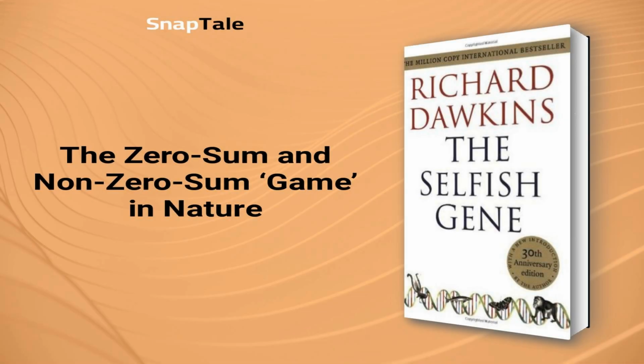The zero-sum and non-zero-sum game in nature. In nature, organisms either compete or cooperate for resources in their environments. The concept of zero-sum and non-zero-sum game is a useful principle to understand their interactions. In a zero-sum game, one side wins, and the other loses, like a cheetah chase to catch an antelope, whereas in a non-zero-sum game, both sides play against a bank of resources.